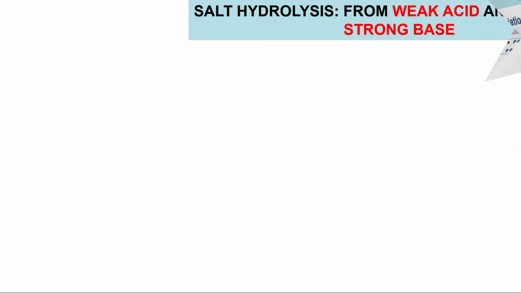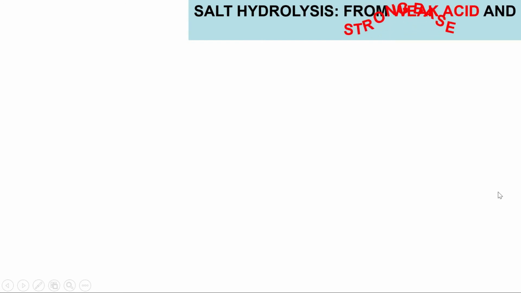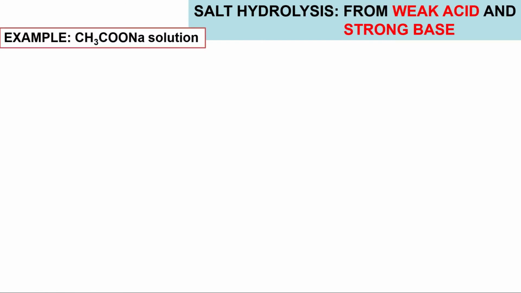Next, let's see an example. Let's do the salt hydrolysis from the neutralization reaction between a weak acid and a strong base. For example, we have CH3COONa solution. That means this is the salt that we need to do the salt hydrolysis. You need to identify or classify the salt, whether acidic, basic or neutral.